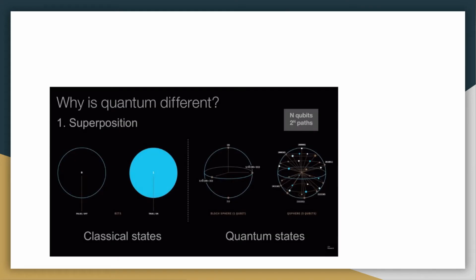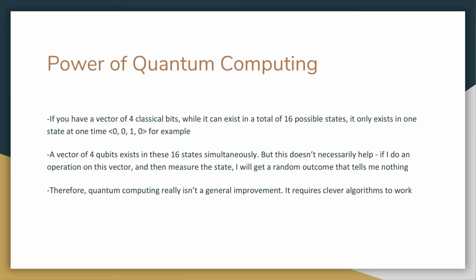So here's a sort of diagram to show that. In classical computing, you have a bit, and it's either on or off. In quantum, here they use a sphere, and it's like a vector in a sphere pointing in all the directions on the sphere simultaneously, and then you force it via the act of observation to converge. So this is useful because if you take a vector of 4 classical bits, it can exist in 2 to the 4, or 16, possible states, but it's only in one state at a time. So if you have 0, 0, 1, 0, for example, that's only one state.